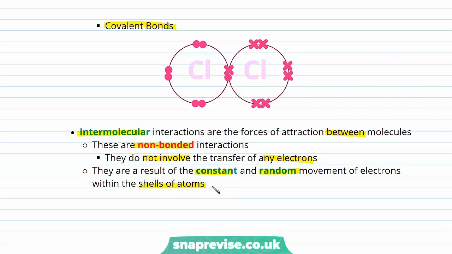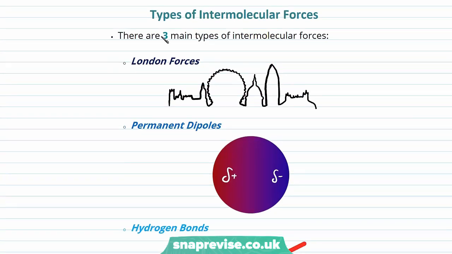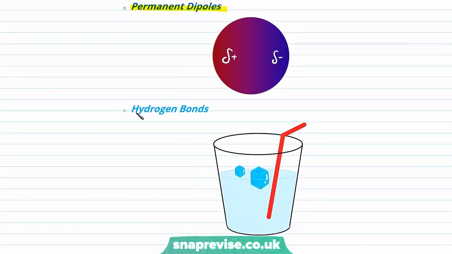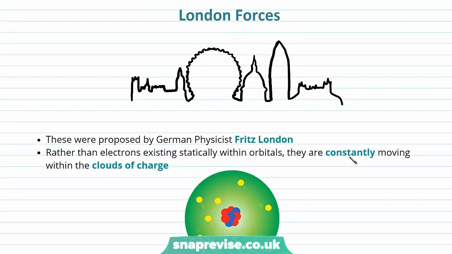So let's take a look at the types of intermolecular forces that we're going to have a look at. There are three main types of intermolecular forces. The first is London forces, the second is permanent dipole interactions, and the third are hydrogen bonds. We're going to begin by having a look at London forces. London forces were proposed by German physicist Fritz London, and that's where they take their name from.